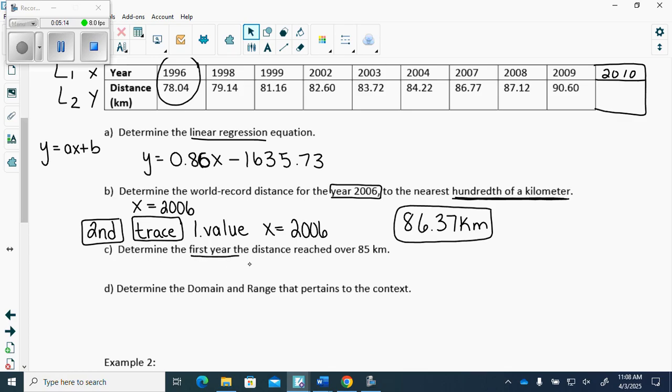Determine the first year the distance reached over 85 kilometers. Kilometers is y, correct? You see that? So now we have to do y. Where is the place where you have a y? Very top left, y equals button. So go to your y equals and put into your y2. Do not clear out your y1 if you've gotten rid of your equation. Go to your y2 and put in 85. And press graph.